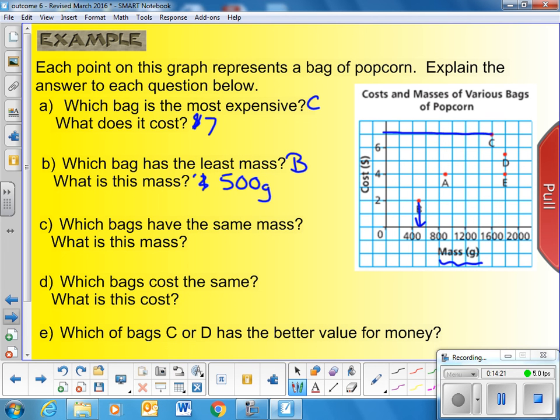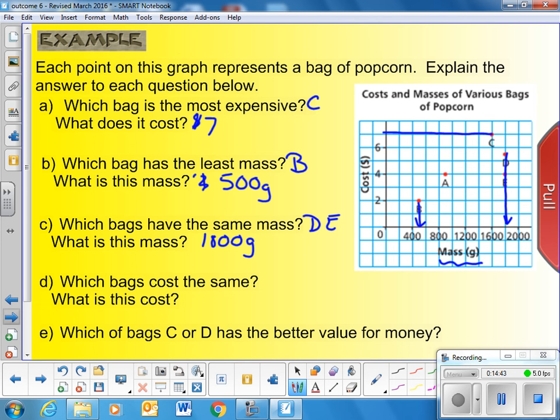Part C, which bags have the same mass? So we're looking for 2 points that line up and would have the same mass, so D and E, and that mass would be about 1,800 grams.